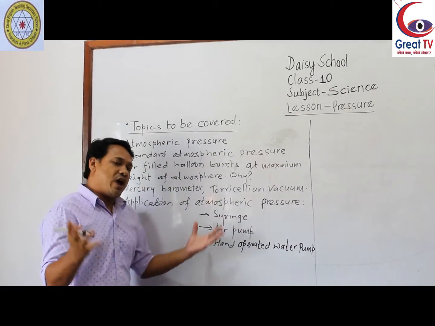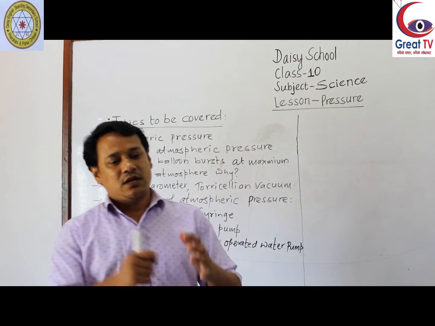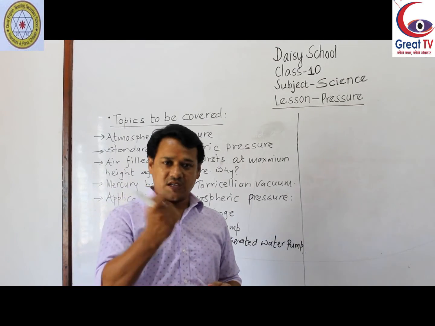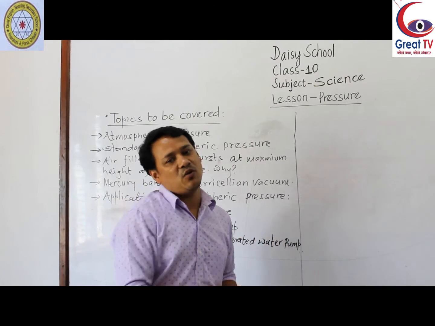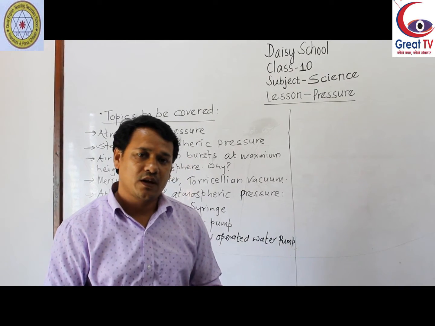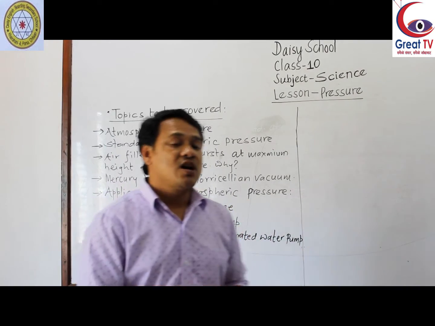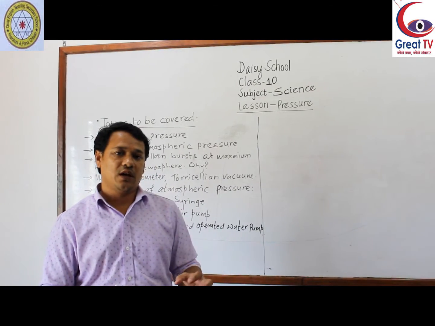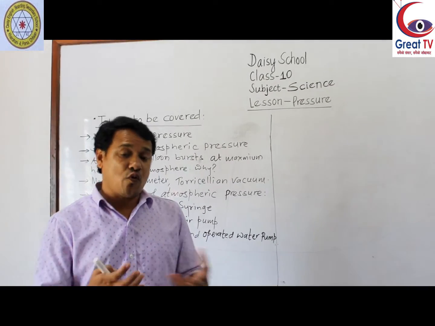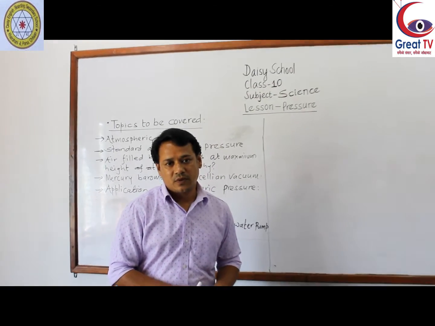Atmospheric pressure. We have already discussed pressure and liquid pressure. Pressure we have defined as force acting normally over unit surface area. Liquid pressure is the pressure given by the liquid on the surface of the containing vessel. Anyway, the weight of an object, the force of the object, creates pressure on the surface area.